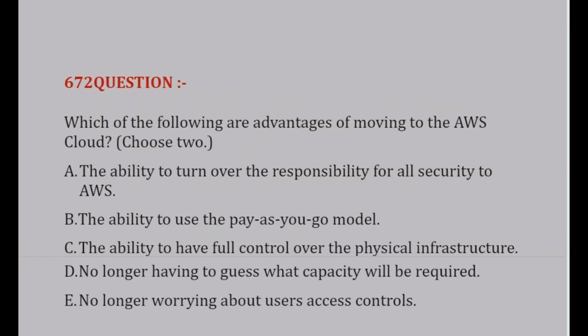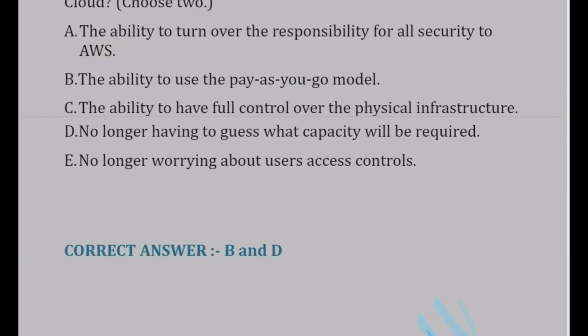Question is, which of the following are advantages of moving to the AWS cloud? Choose two options. Option A. The ability to turn over the responsibility for all security to AWS. Option B. The ability to use the pay-as-you-go model. Option C. The ability to have full control over the physical infrastructure. Option D. No longer having to guess what capacity will be required. Option E. No longer worrying about users' access controls. Correct answer is option B and option D.